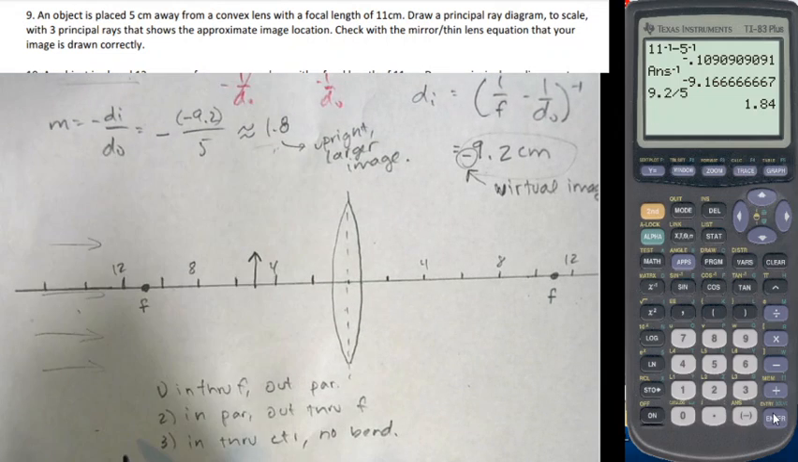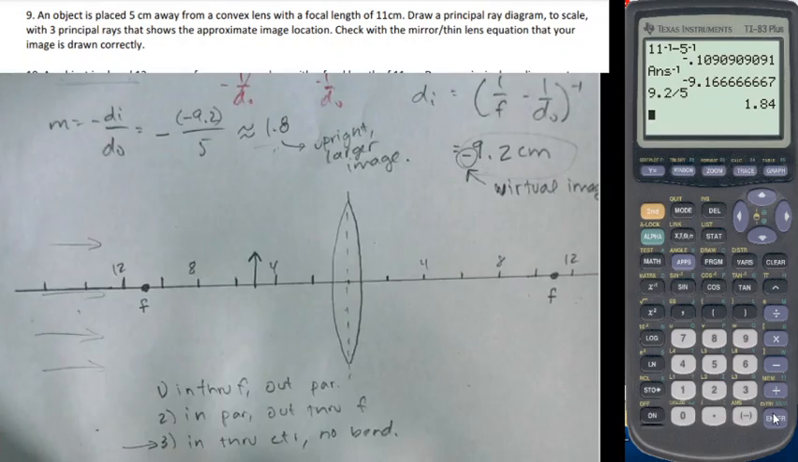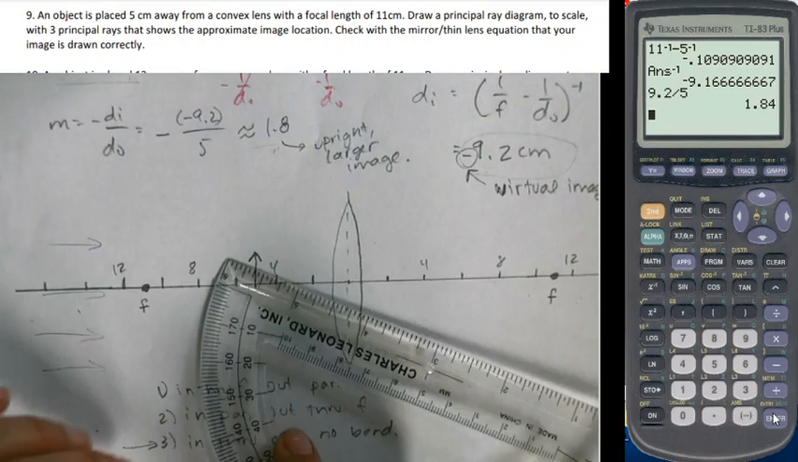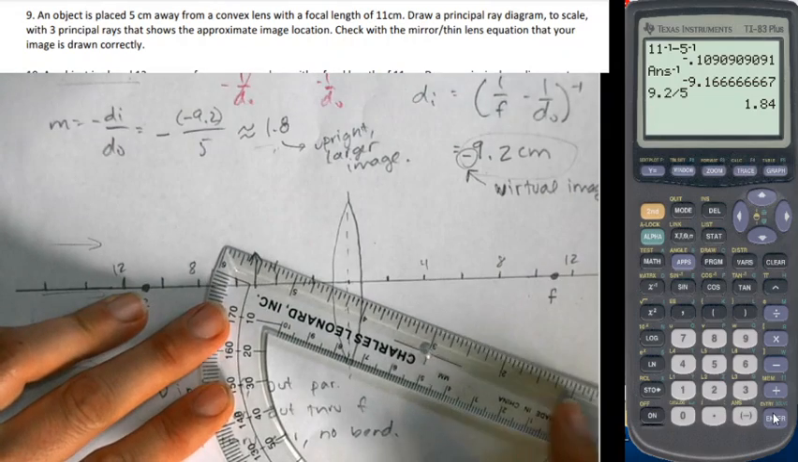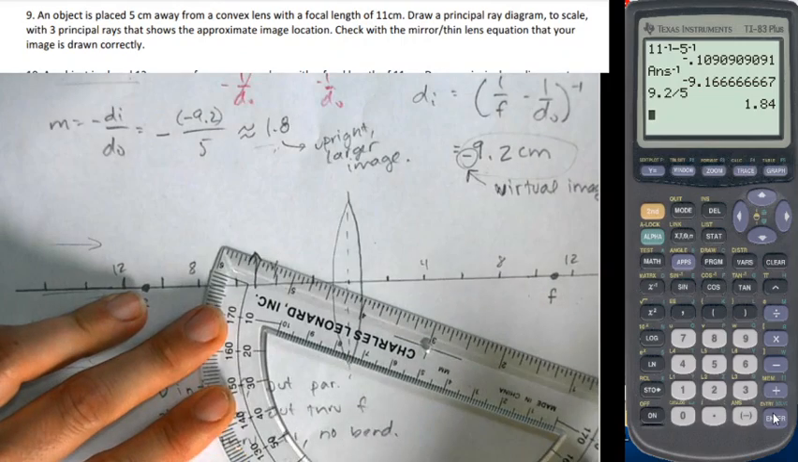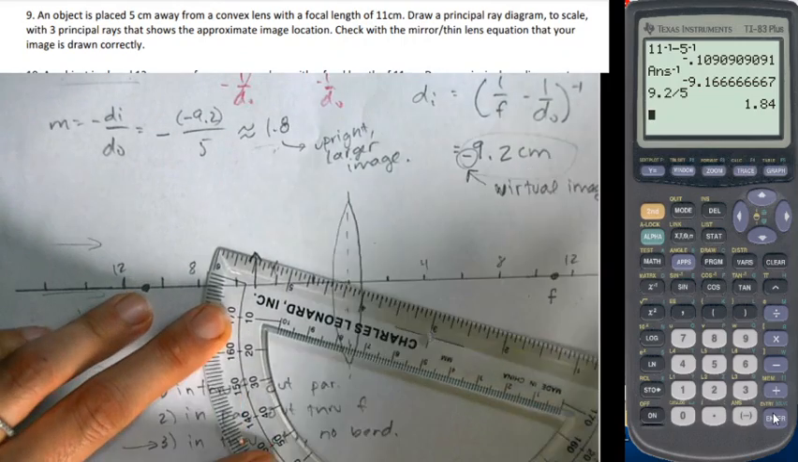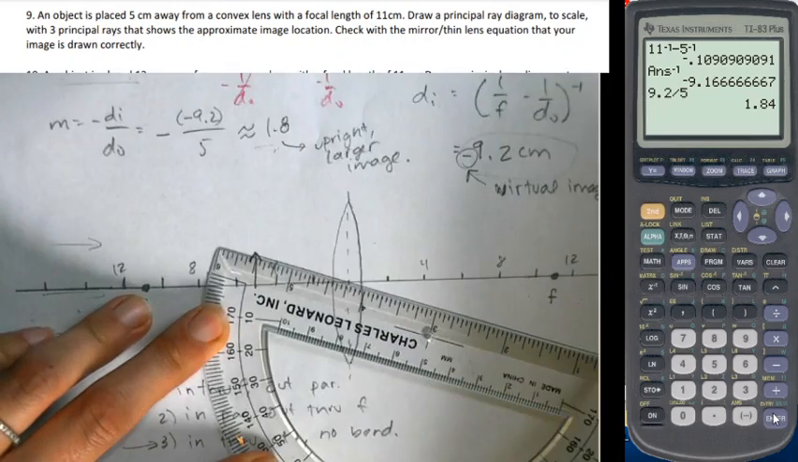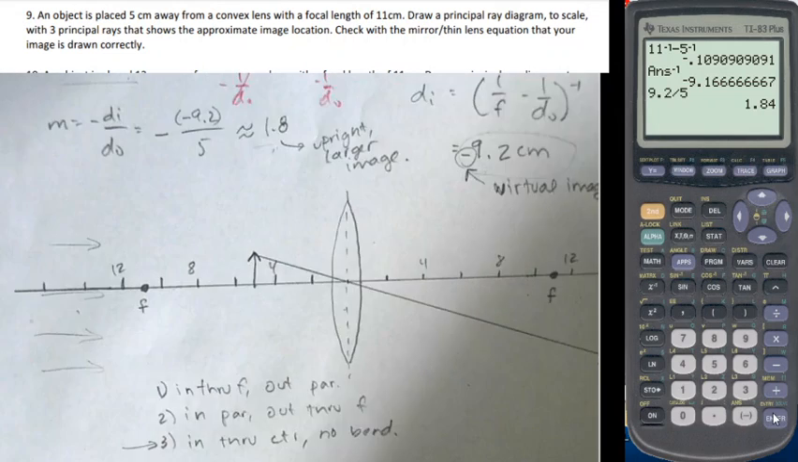For a lens, this third one is the easiest one to draw, so it's always the one that I start with. So we're going to draw a ray that starts at the tip of the arrow, and it's going to travel straight through the center of our lens, just like that. And I'll draw my ray as going out like that.